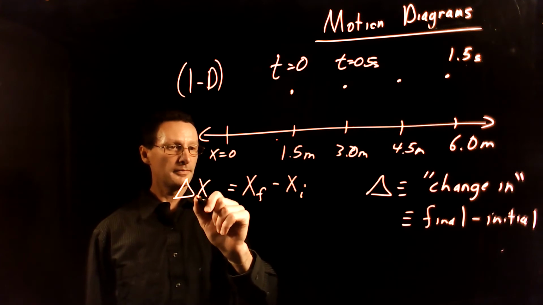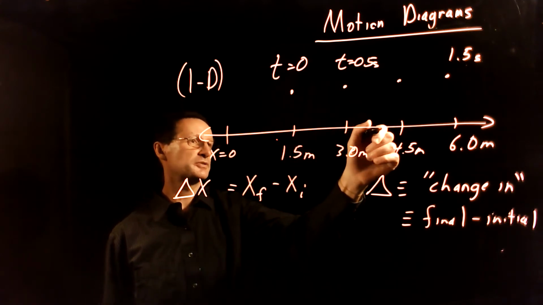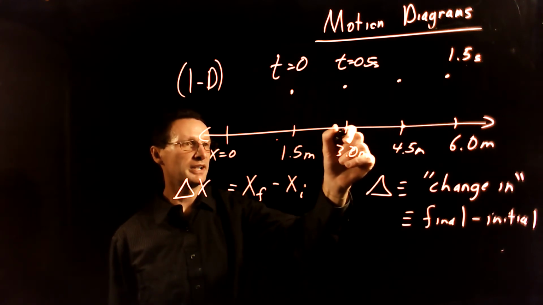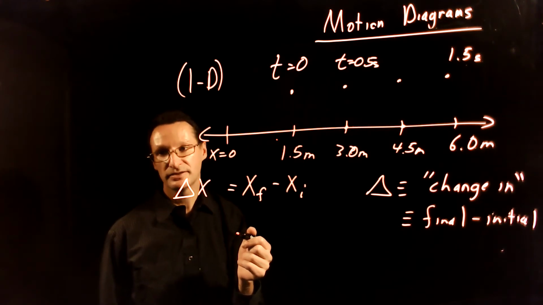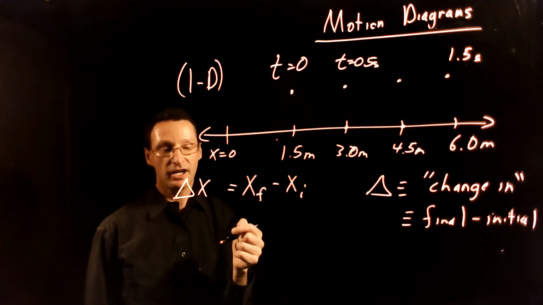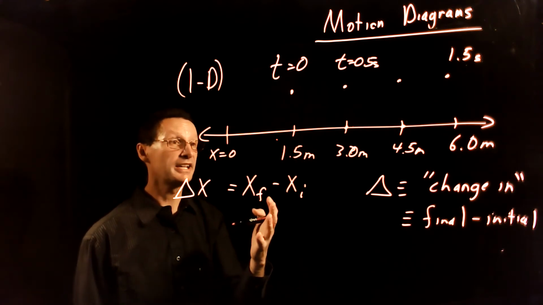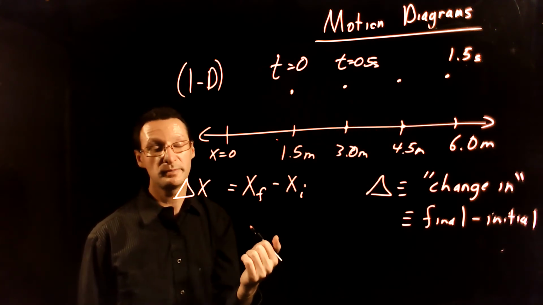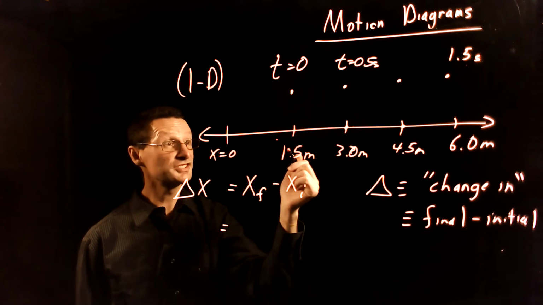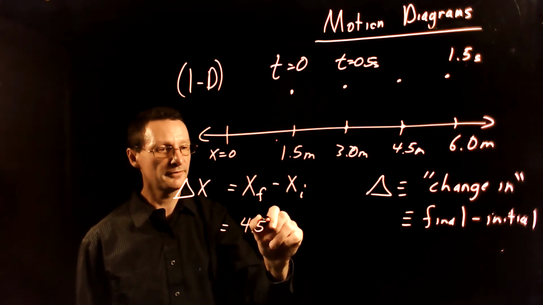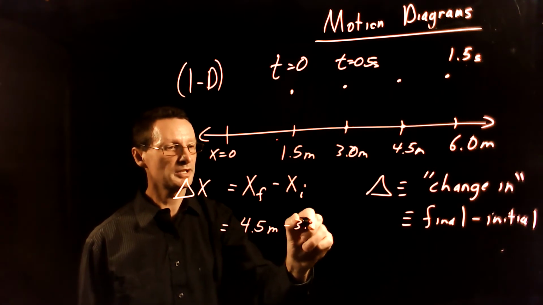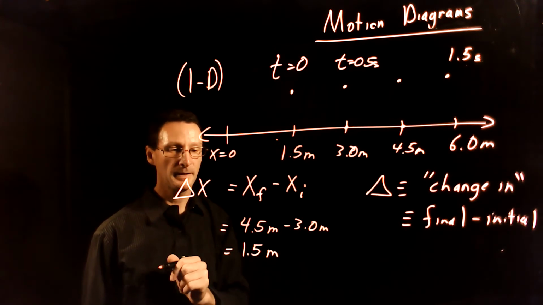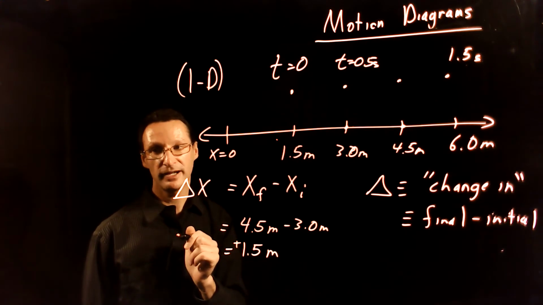So in this particular case, let's say we track the particle going from 3 meters, and it ends up at 4.5 meters. Okay, so we can define our final and initial points however we like. For this example, let's choose the final point to be 4.5 and the initial point to be 3. So in this case, the change in position will be 4.5 meters minus 3 meters, which is going to be 1.5 meters. Okay, that's a positive 1.5 meters.